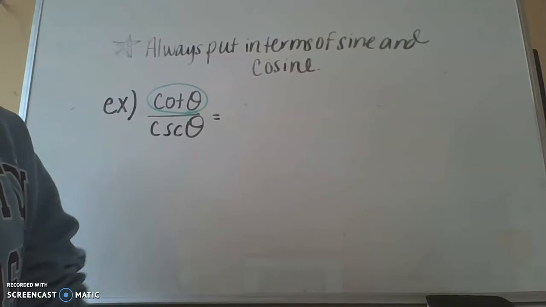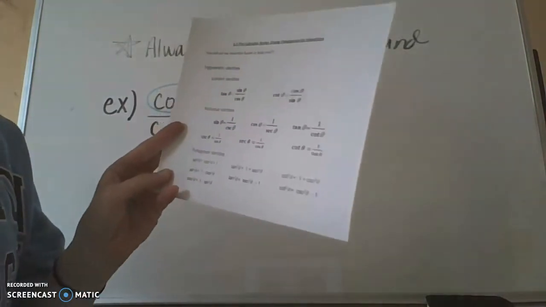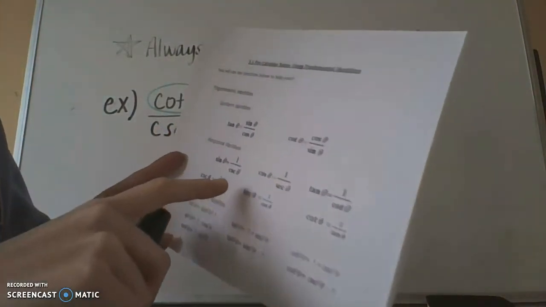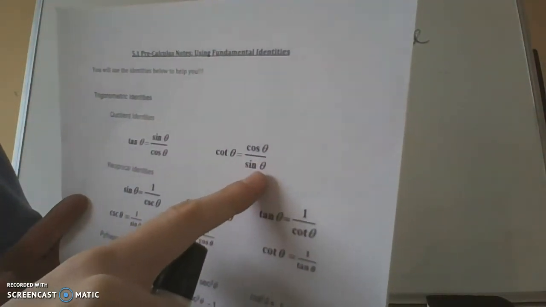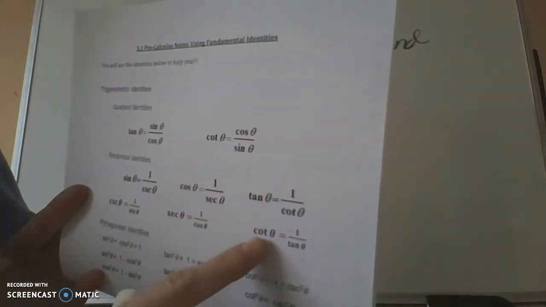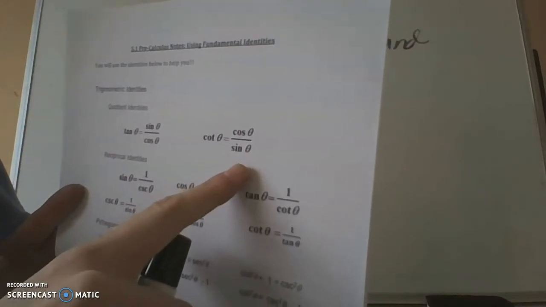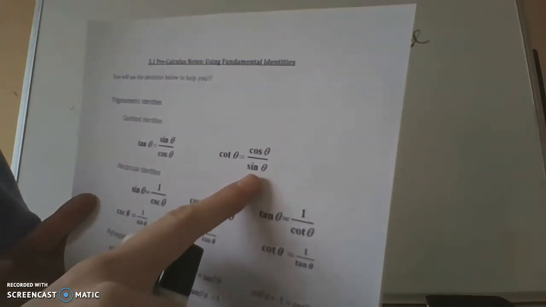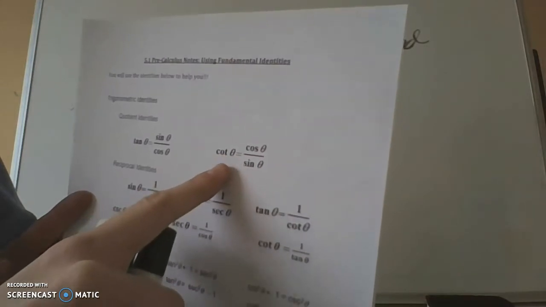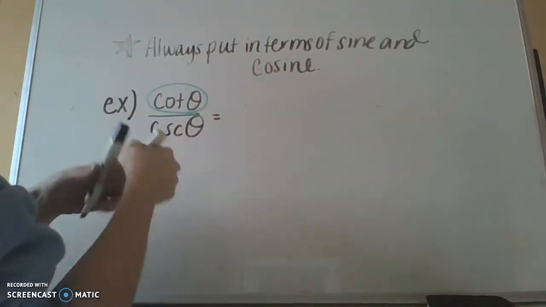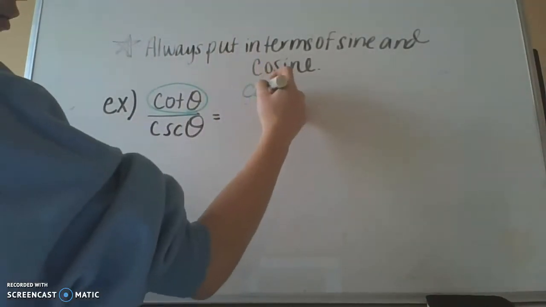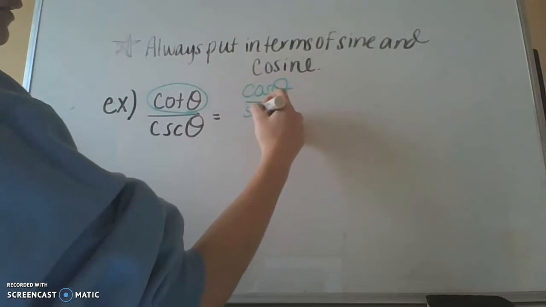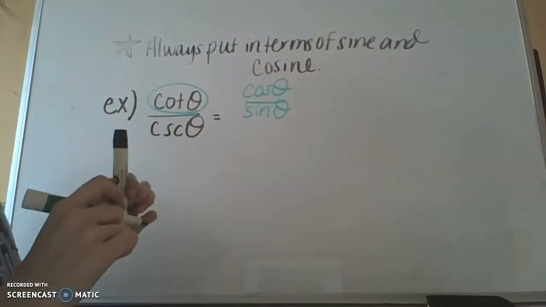So we're going to look at our identity sheet. Have it in front of you if you can. Cotangent, I'm going to go to it. If you look, what is cotangent? Cotangent is cosine over sine. Yes, I know cotangent over here is 1 over tangent, but try to get in terms of sine and cosine. So when you are simplifying trig expressions, we're just looking at what we can replace it with. So cotangent is cosine over sine. So instead of cotangent, I'm just going to write cosine over sine instead.